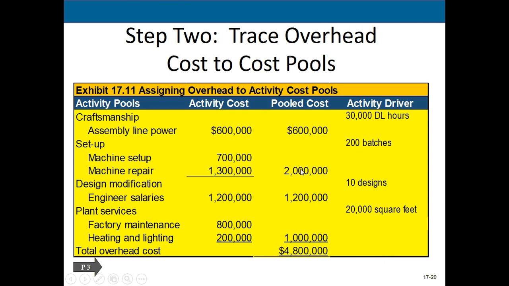Our total cost for each of those activities are listed here, so now the total pool cost for the 200 batches is $2 million. Design modification is just going to contain the engineer salaries of $1.2 million based on the number of designs, and then the plant services pool is going to contain the activities of factory maintenance and heating and lighting. The cost is $1 million, and we're going to base that on the square footage. So there's our $4.8 million. There are the 4 different activity drivers that we're going to have for our cost pools.